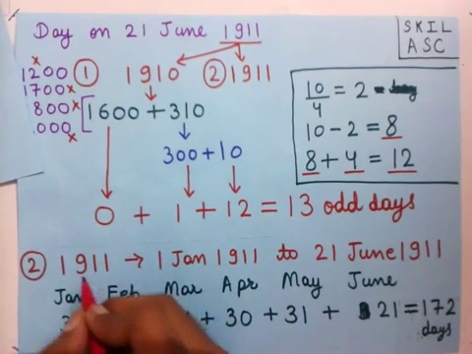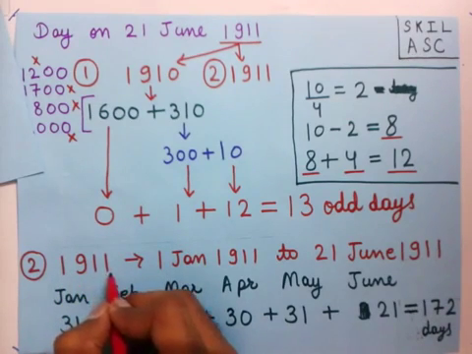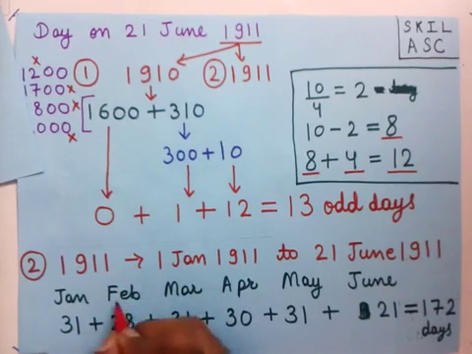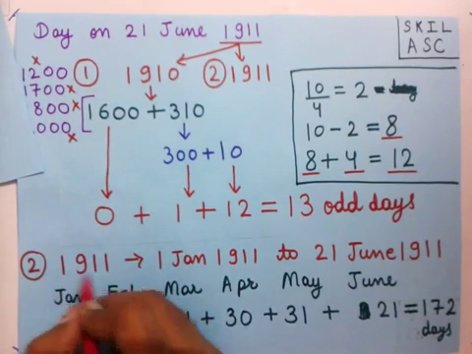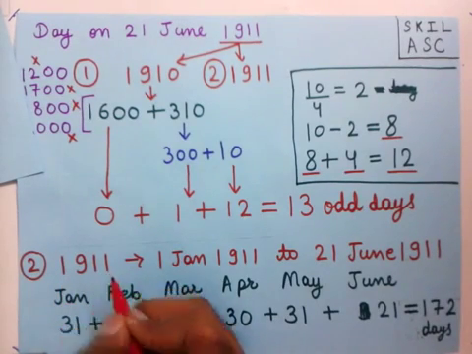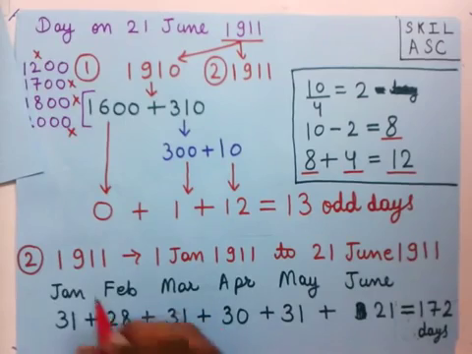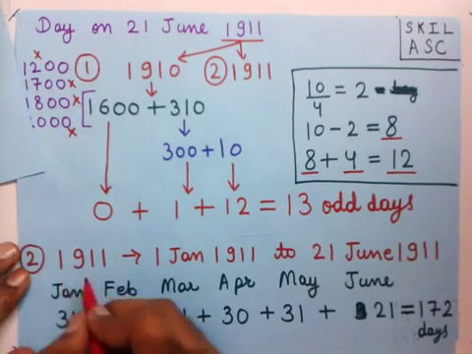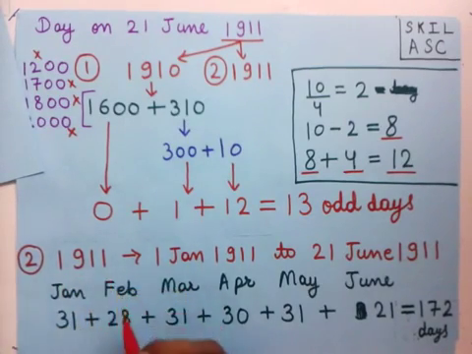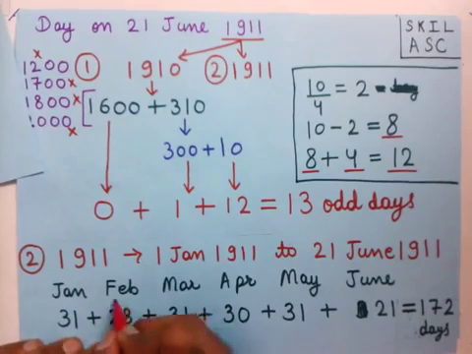You must check. If the year is a leap year, then you must write 29 days in February. And if this year is an ordinary year, then you must write 28 days in February. And here we notice that this is an ordinary year. So we write 28 days in February.